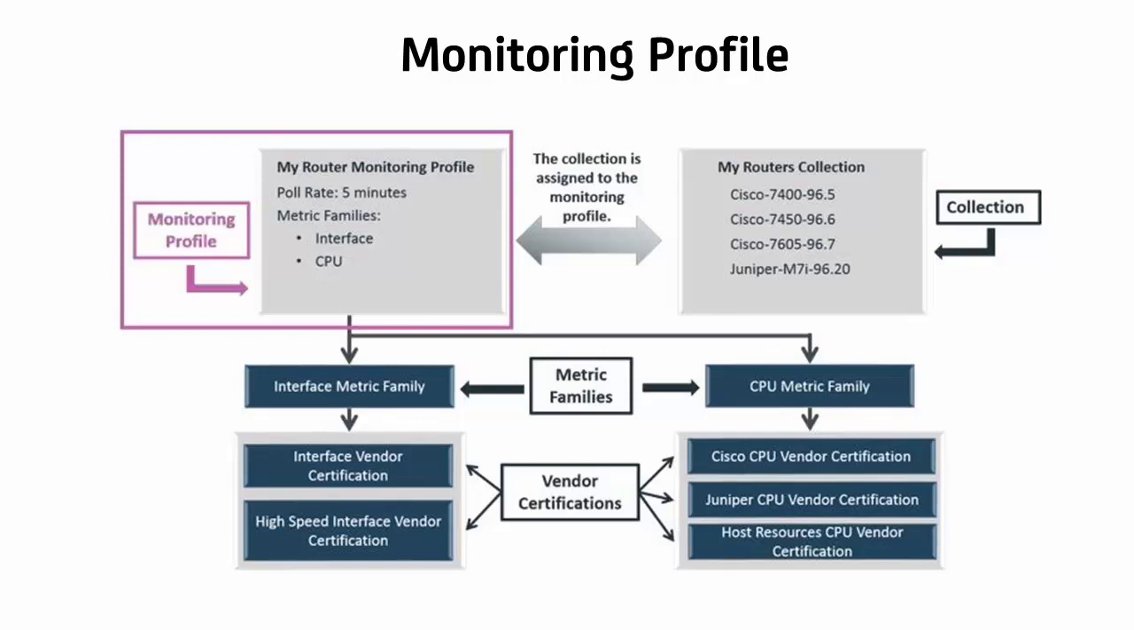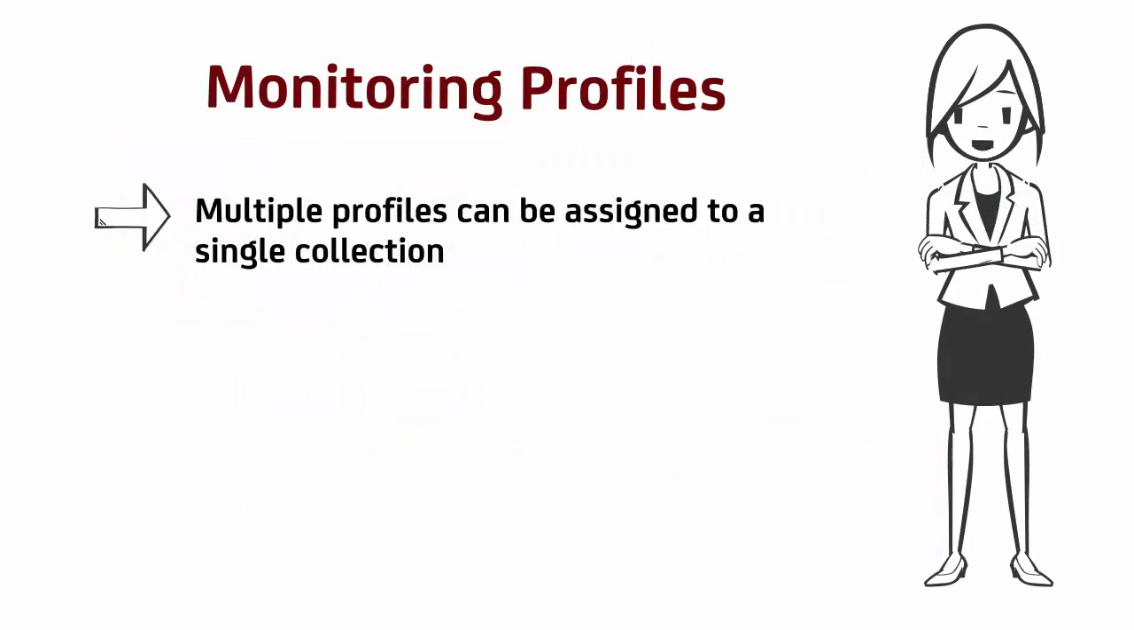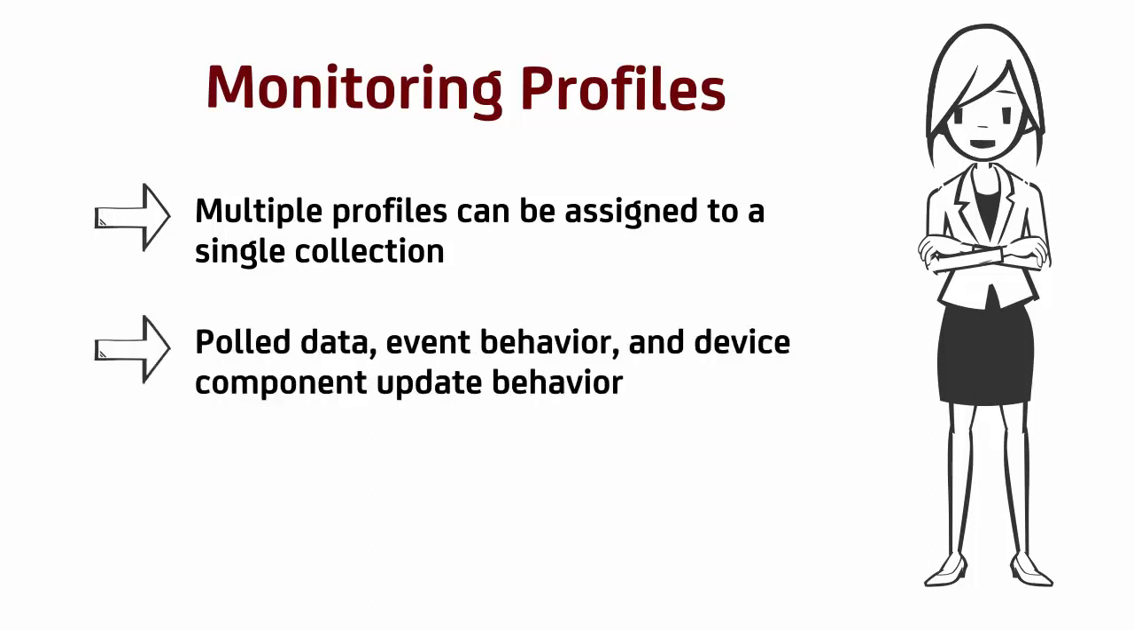The association of a collection with a monitoring profile is the key action which sets the monitoring process in motion. The profile settings are applied to each device in an assigned collection. A collection can be assigned to multiple monitoring profiles. Each metric family in a profile's list is associated with each device in an assigned collection. This drives component discovery for each device. Monitoring profiles determine the content and frequency of polled data, event behavior, and device component update behavior.